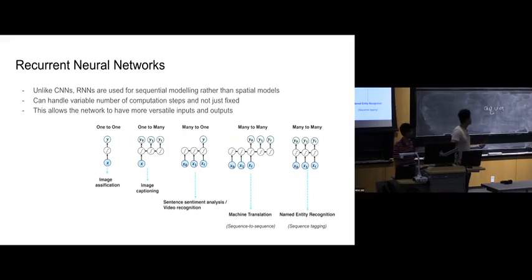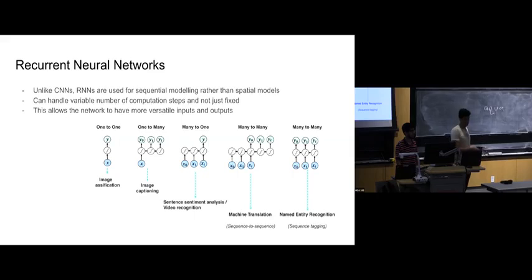Next network, we're going to look at our recurrent neural networks, or RNNs. Unlike CNNs, they're used for sequential modeling rather than just spatial modeling. They can handle a variable number of steps, and they don't need an input of a fixed length, which makes them more versatile to different types of inputs and outputs, which you can see below. A one-to-one would be the same as a CNN, but the rest of the inputs you can see in what cases they could be used.